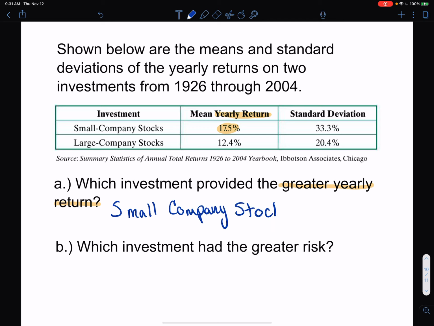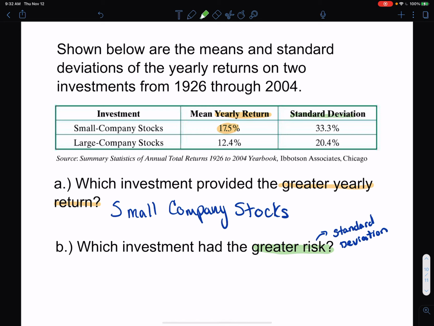If we look at Part B, they're asking which investment had the greater risk. So if we look here, nothing in the table is talking about the risk, but when they're asking us about the risk, they're really asking us about how much it can vary. So they're asking us to look at the standard deviation, right? If it's low risk, it means that we're pretty much guaranteed, or at least a lot more likely, to get something close to the mean. But if it's risky, you could get something really high, but you could also get something really low, and that's where our standard deviation comes into play.